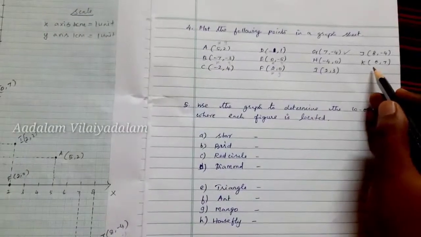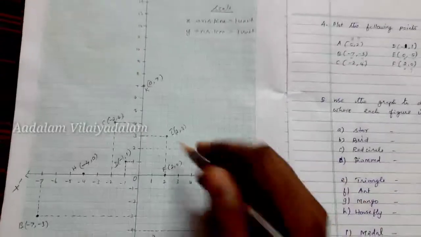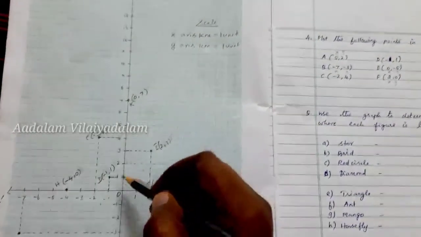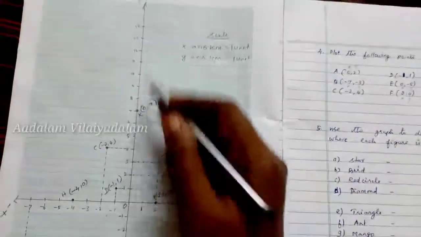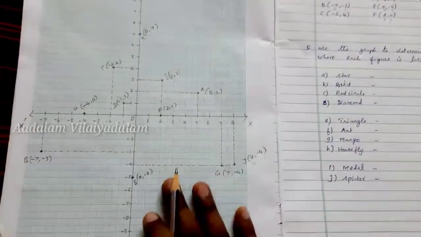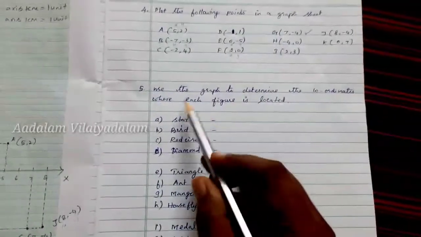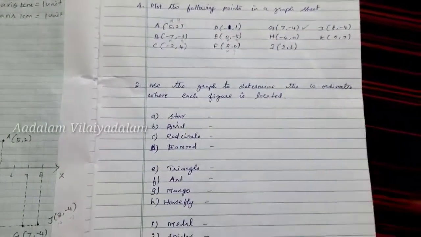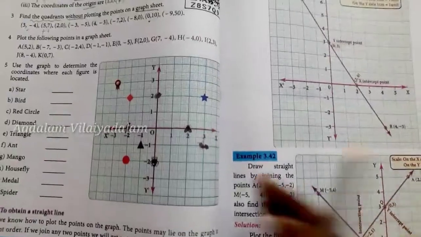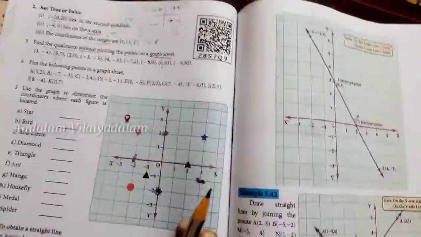For the K value 0, 7, where x is 0 and y equal to 7. Therefore the answer is 0, 7 will lie on the y-axis. So which is the required graph for this fourth question. Now for the fifth question, use the graph to determine the coordinates where each figure is located. So this is the given graph in the question.